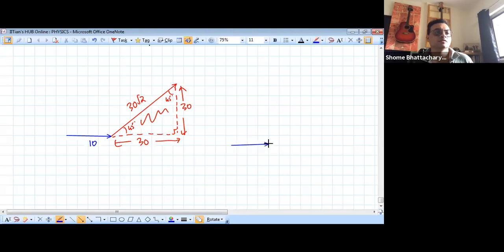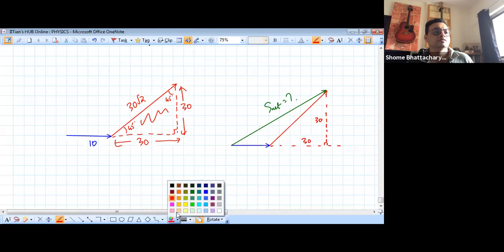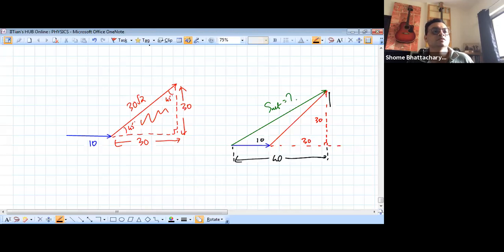So now concentrate on the full thing. Now concentrate on the larger right angle triangle. So this is what I have to calculate, S net. I just continue this and drop a perpendicular from here. I know that this is 30, this is 30, and this one is 10. So what about this whole thing? This base is how much? It's 40 kilometers. And this perpendicular is 30 kilometers.